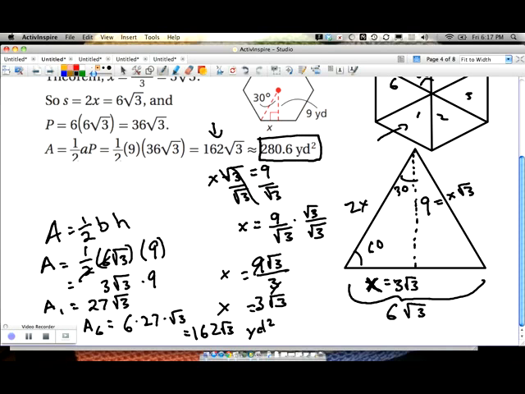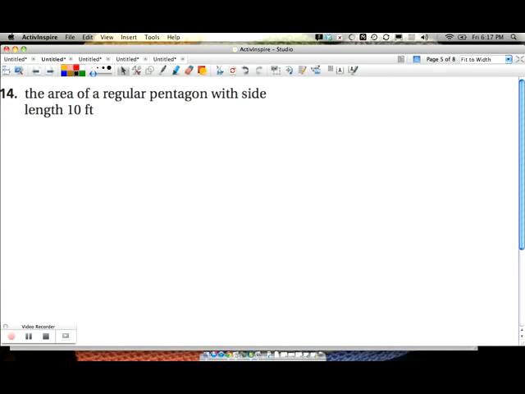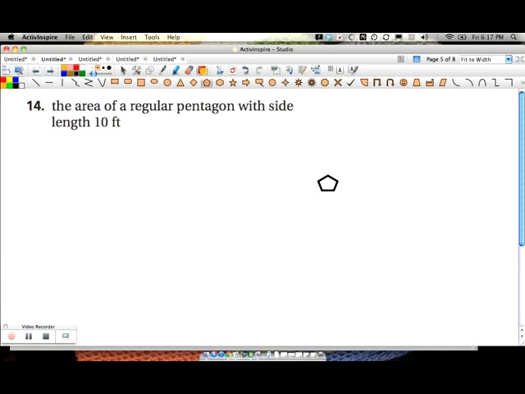Now let's apply this same method to a few other shapes, starting with a regular pentagon. Now, a pentagon is probably easier for me to draw than you. I apologize for that. I know you don't have a tool that helps you draw a regular pentagon, but let's go ahead and see what we can do with it.